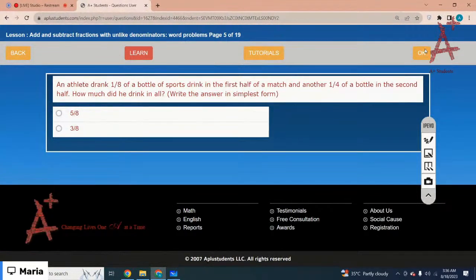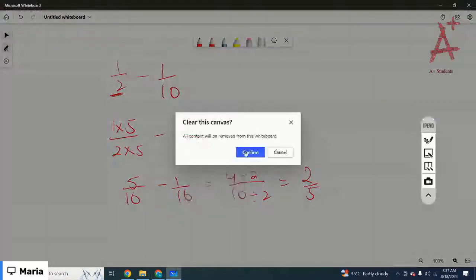Okay, an athlete drank 1/8 of a bottle of sports drink in the first half of the match and another 1/4 of a bottle in the second half. So you have to add. The question is how much did he drink in all? So you have to add 1 over 8 and 1 over 4. Let's just add them.